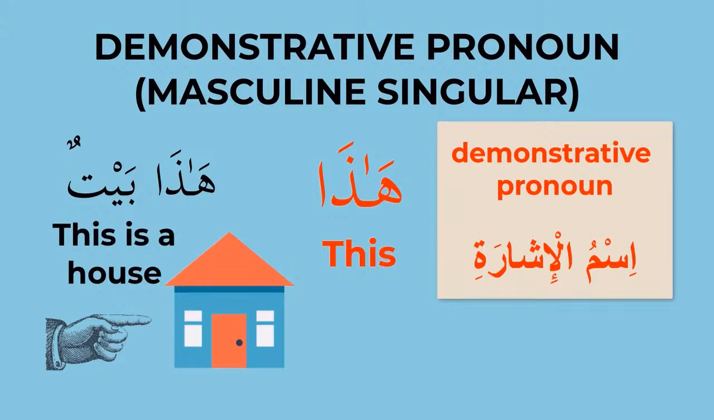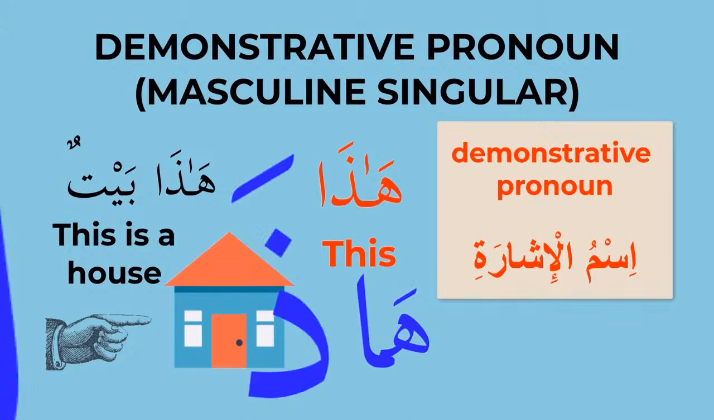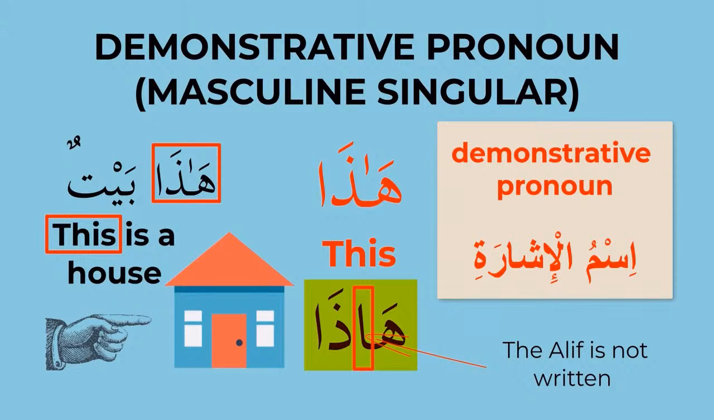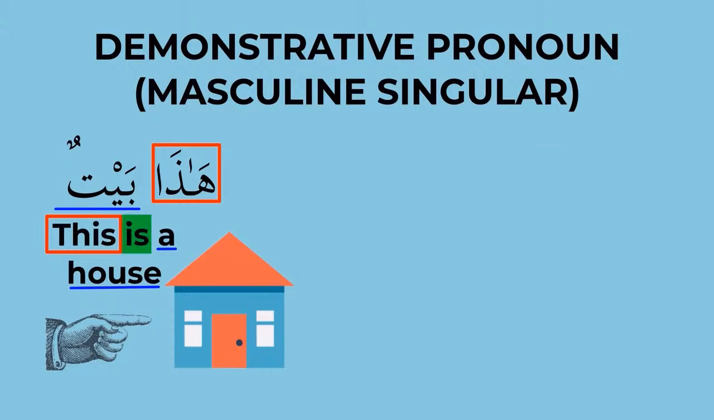See, it is pronounced like Hatha, but this alif is not written. It is explained in the key also. But you said in English that this is a house. I see this here, Hatha. I see a house here, baytun. I don't see anything similar to is in Arabic. What about is? So we go to English grammar.